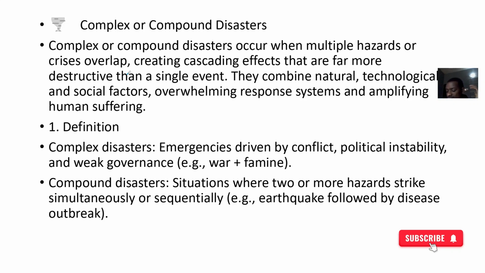Do you understand? So many things are overlapping, many things are happening. So you can't really say this thing is man-made or this thing is natural. So that's what a complex disaster is. So the definition: a complex disaster is just an emergency driven by conflict, political instability or weak governance, like war. So war and famine. It's like a mixture of natural and man-made issues.